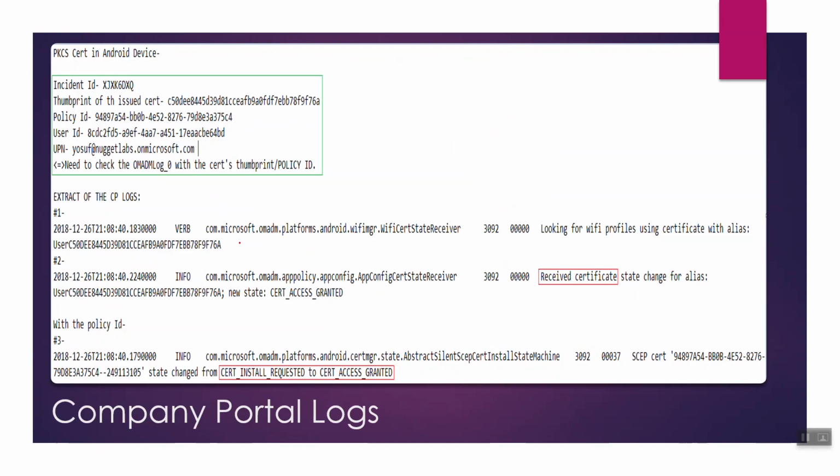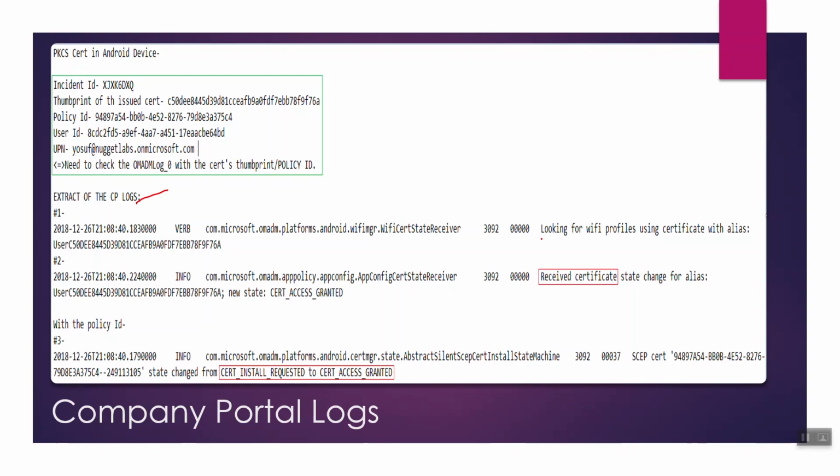So for an Android device, this is an Android device which was enrolled, and this Android device was enrolled and it got that same PKCS cert which we were checking in the logs right now. So this is the extract of the company portal logs, and the company portal logs first is saying that this is going to be the flow.